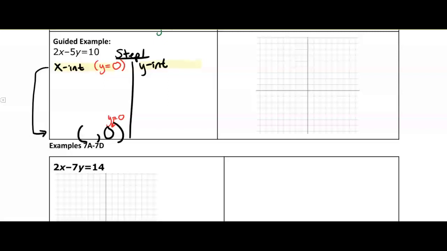So what did we do to find an x-intercept? We wrote the equation and made the y 0. So I'm going to bring down the equation 2x minus 5y, but where I had that y, I'm going to replace that with the 0. That is setting y equal to 0.